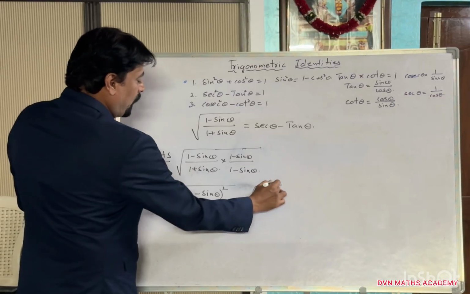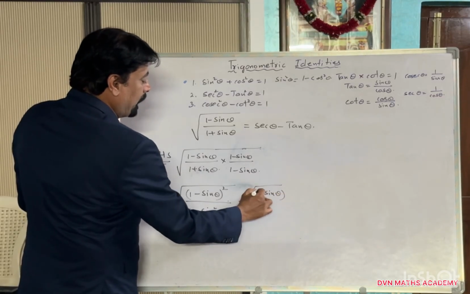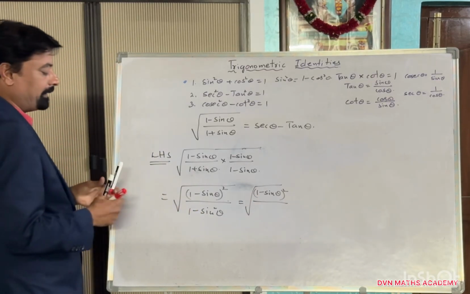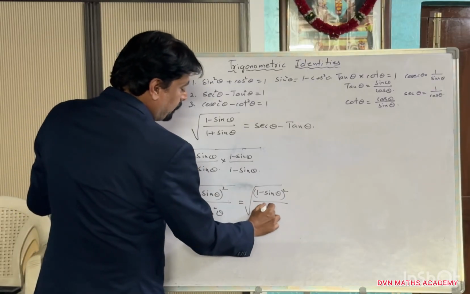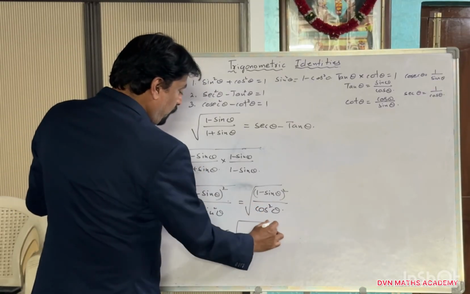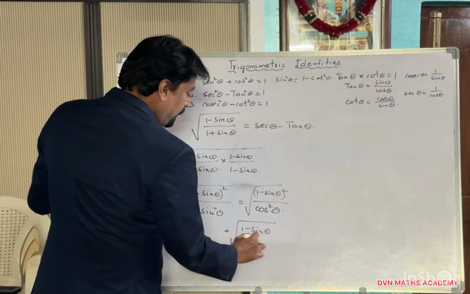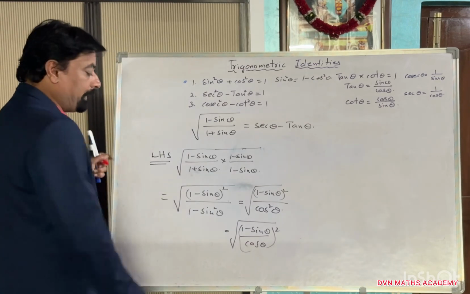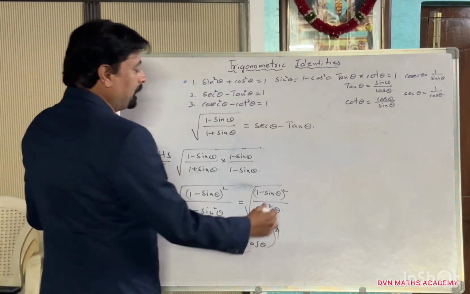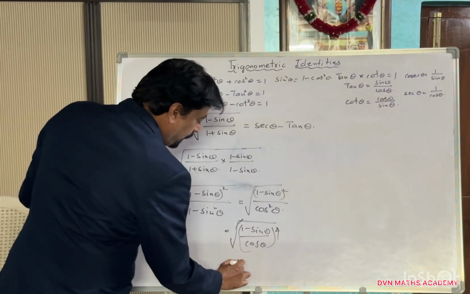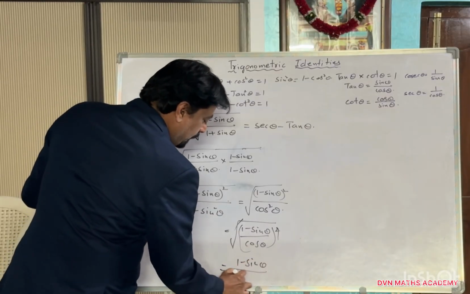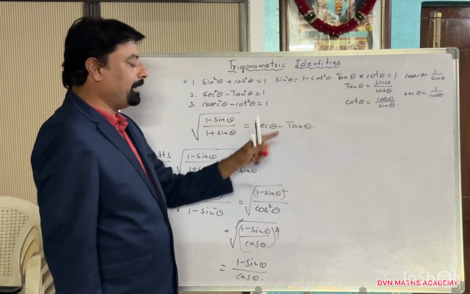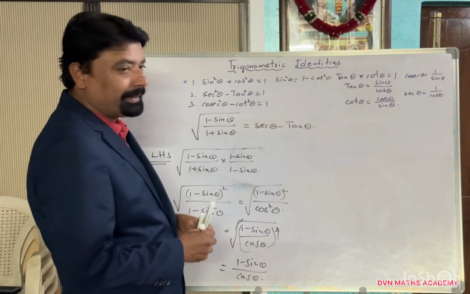So this is under root of 1 minus sine theta whole square by, here I am applying one rule, that is 1 minus sine square theta is equal to cos square theta. So this is under root of 1 minus sine theta by cos theta, whole square. A square by b square, I can write as a by b whole square. This square and the root will be cancelled. My LHS value, I got 1 minus sine theta by cos theta. But RHS is not like that. RHS is sec theta minus tan theta, but I got LHS value as 1 minus sine theta by cos theta.